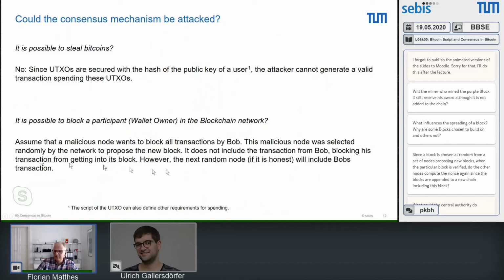But later on, in the next random round, some other person will include Bob's transaction. Yeah. So therefore, this is the idea. Since there's not one master, but the masters which make the decision and add the new block are randomly chosen, then you cannot be sure that one person can block other people.